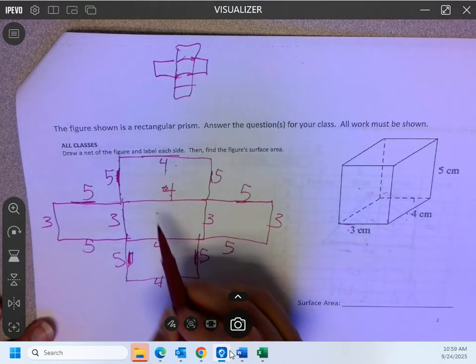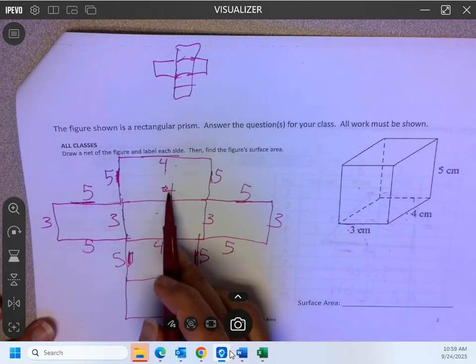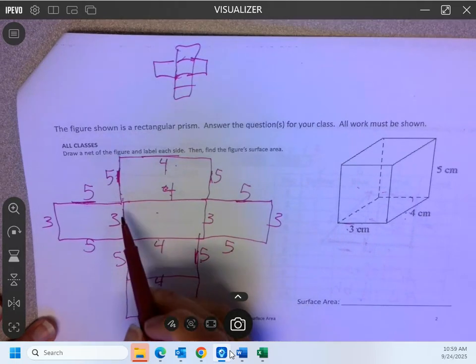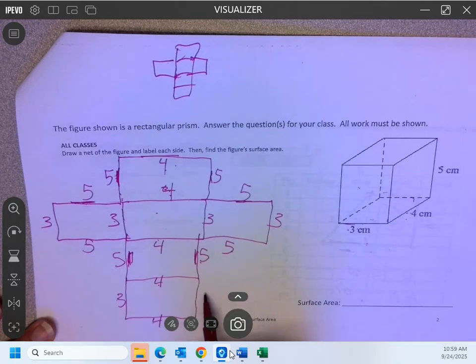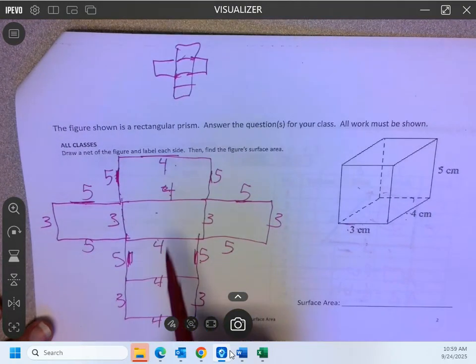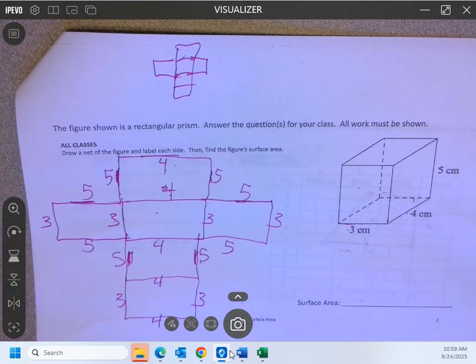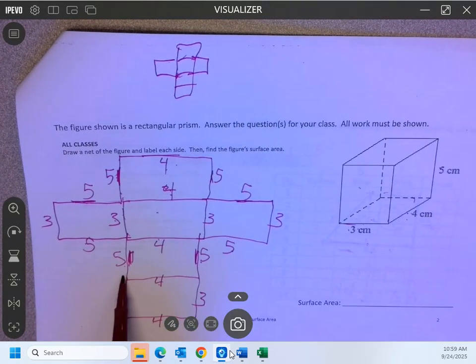Now this one, remember, was my bottom. So this one is my top. So my bottom had 4 and 4, and then it had 3 and 3. So when I fold it over, it's going to match up exactly. So it's super important that we label our sides correctly. I like to label them one side at a time as I draw it to make sure that I'm labeling them the same. 5 matches up with the 5. So really think through as you're putting your measurements for each side.